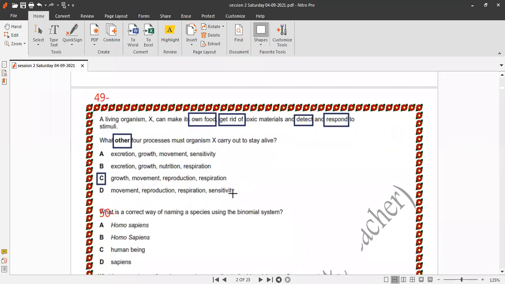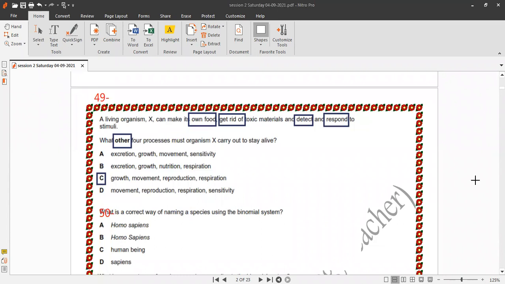Okay, because here is sensitivity, so A and D are wrong. And also here, get rid of, it's excretion, so B isn't correct. So the correct answer is C. Thank you. Excellent.